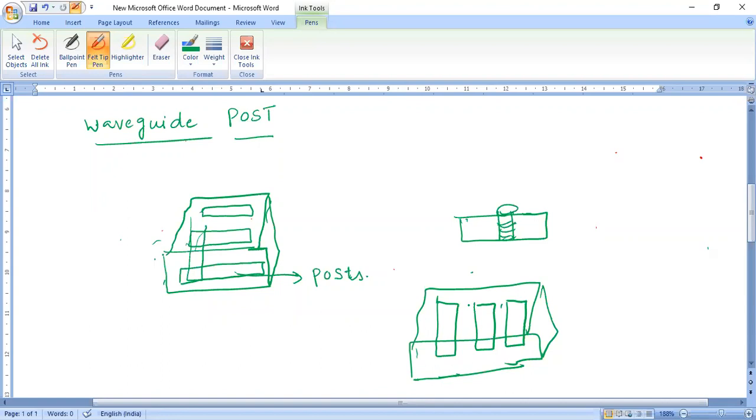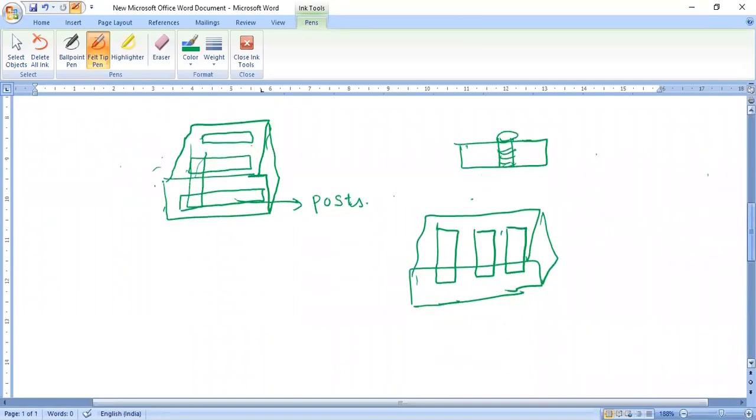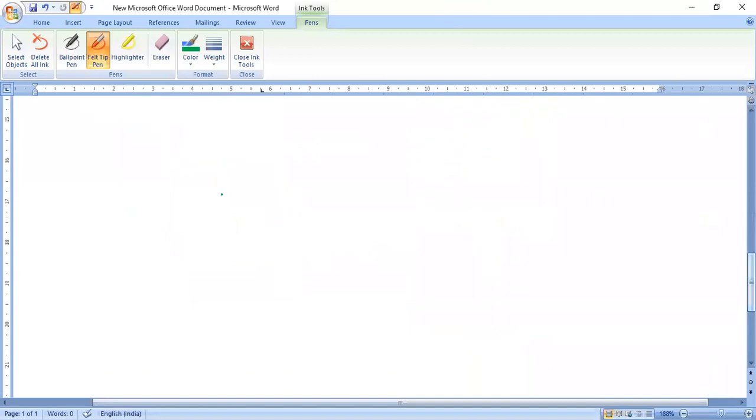Any doubt? Understood? Shall I move to the next one, waveguide windows? Yes or no? I need a response. Yes, ma'am. Yes, I'll move on to waveguide windows.